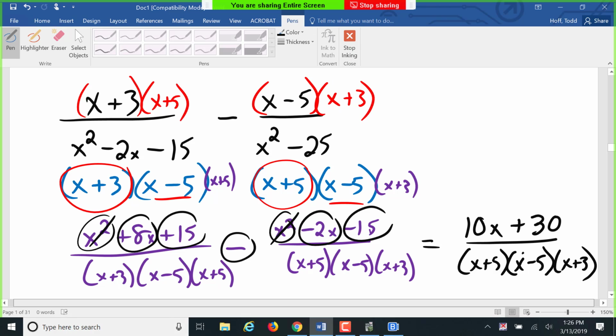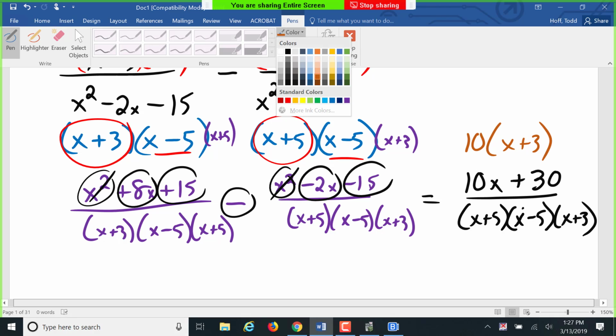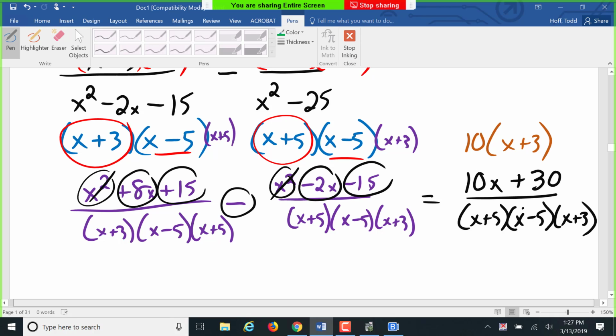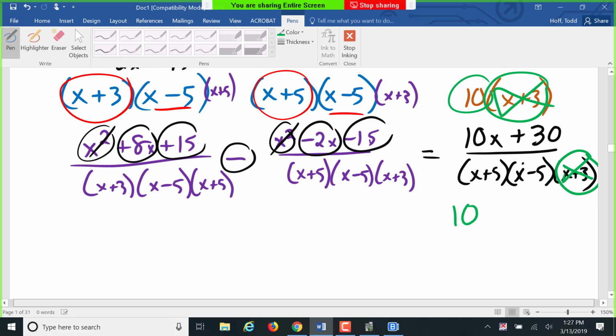Now, I told you we should always check to see if that numerator is factorable. Is this numerator factorable? Sure. Take out a 10, we got x plus 3 left over. Since that factors and one of those factors matches a factor in the denominator, that's telling us that this can be reduced. That x plus 3 can be taken out of there. So this is simplified to just 10 on top over x plus 5 times x minus 5.